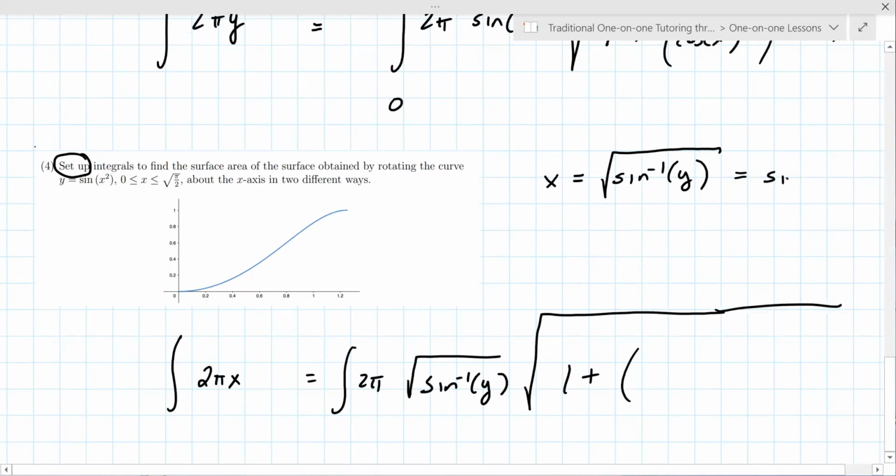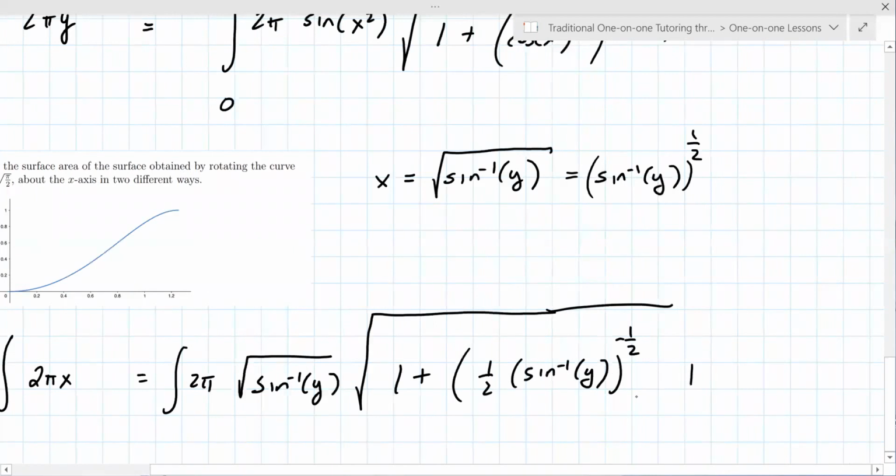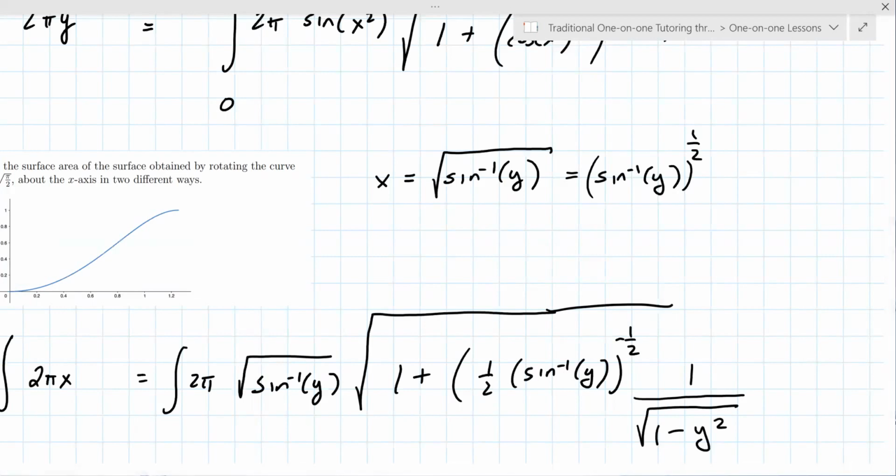Sometimes it's good to rewrite it just as a refresher here. It's really all to the 1/2 power. So it's the power rule: arc sine of y to the minus 1/2. And then you have to take the derivative of arc sine of y, which is 1 over the square root of 1 minus y squared. Might need to check that. Derivative of arc sine. Let me check here. Yeah, that's it.